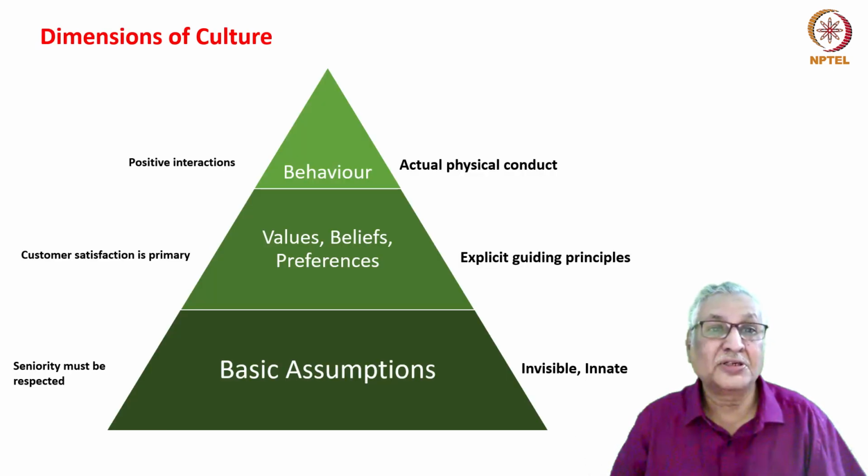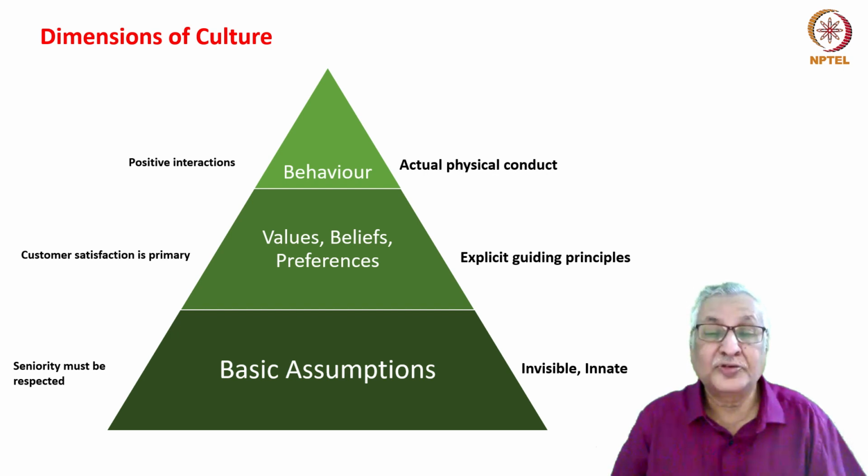What are the several dimensions of culture? Principally, it is a pyramid of three tiers. One is one of basic assumptions. These assumptions are invisible and innate in organizations and in individuals. For example, an organization must have a culture that seniority must be respected, elders must be respected. Another organization may say that it is not the seniority but only the intellectual level that should be respected.